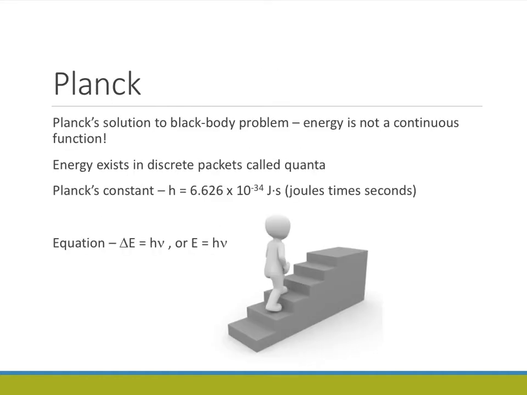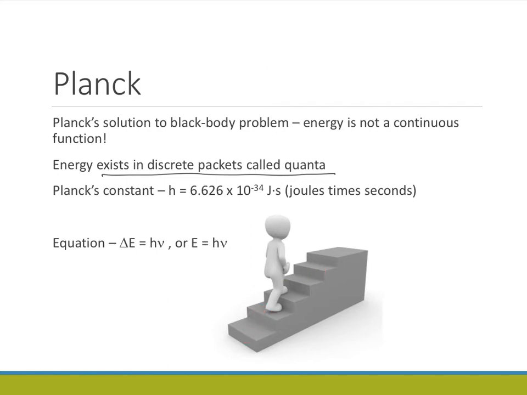So enter Max Planck. Planck's solution to the black body problem was to state that energy is not a continuous function, that it exists in discrete packets that he called quanta. This is actually pretty simple to understand if you think about energy being like a staircase. You can't move up a half a step. You have to move up whole steps or multiples of whole steps. It's the same with energy. You can't have half of a quantum, half of a little packet of energy. You either have to have a single packet or 2 packets or multiple packets.